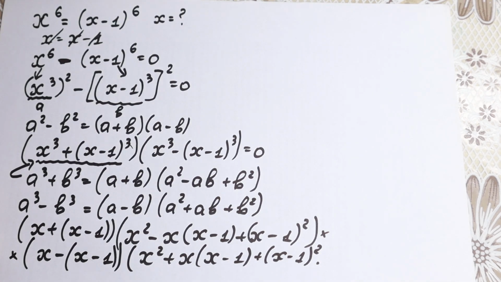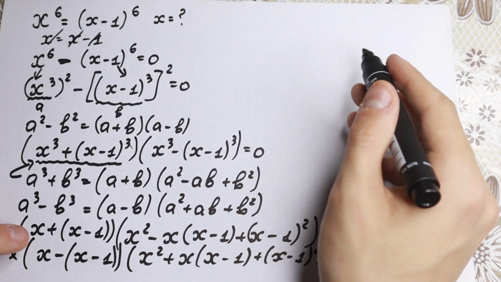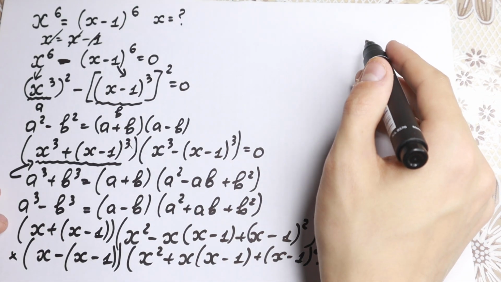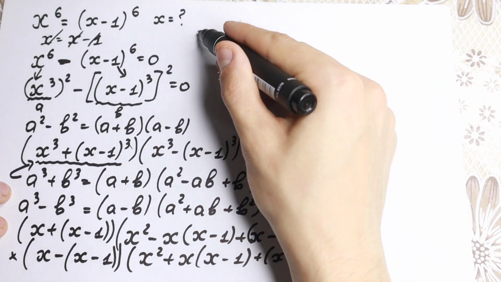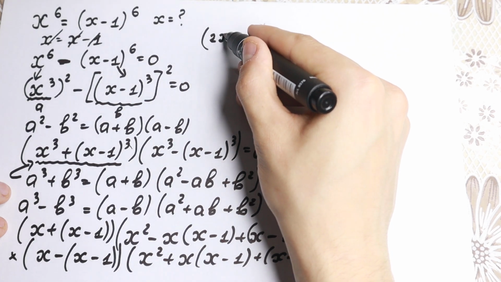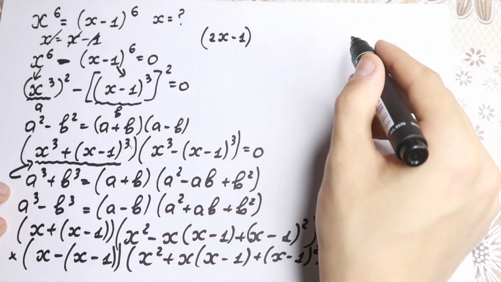And let's simplify this a little bit. Take a look closely at what we have right now. We have a really good expression. Take a look closer right here, x plus x minus 1. As a result, the first parenthesis right here is 2x minus 1. This is our first parenthesis.